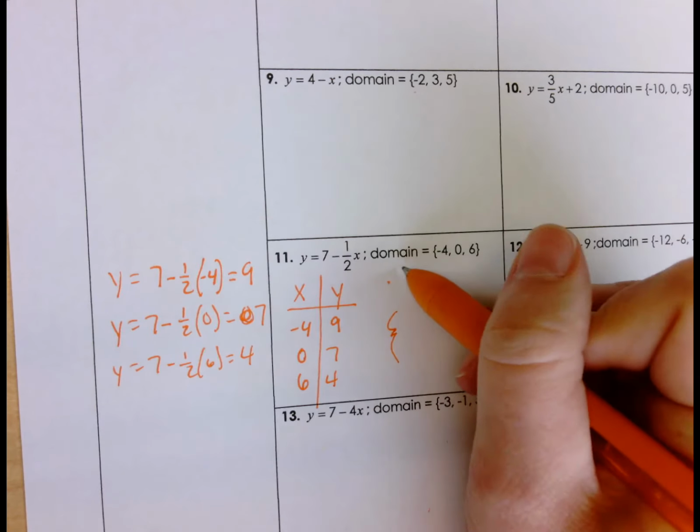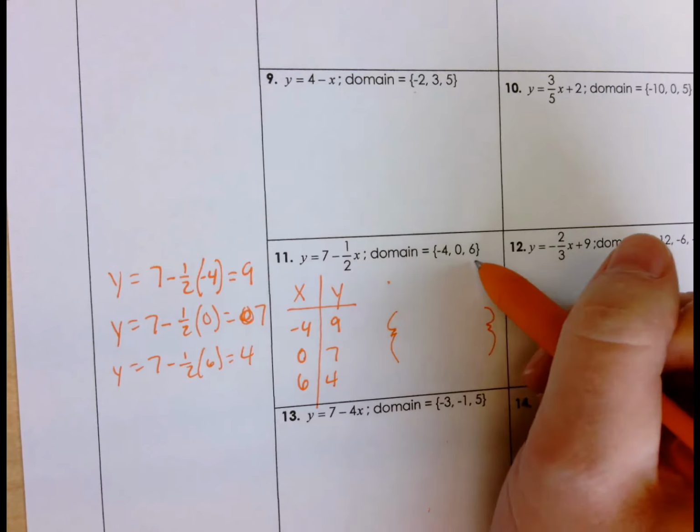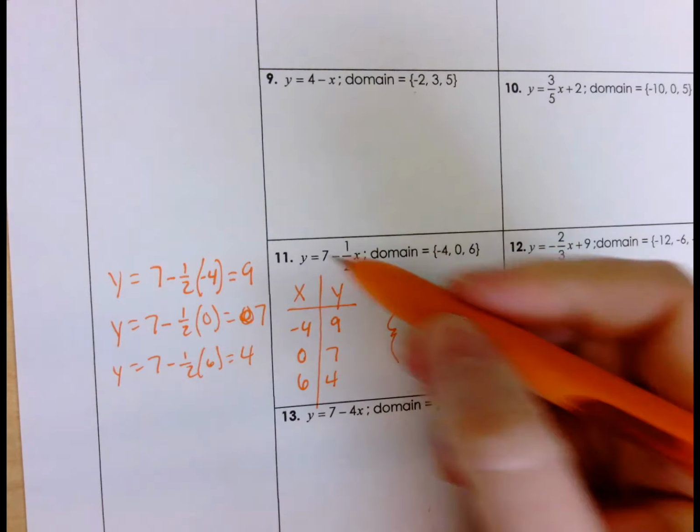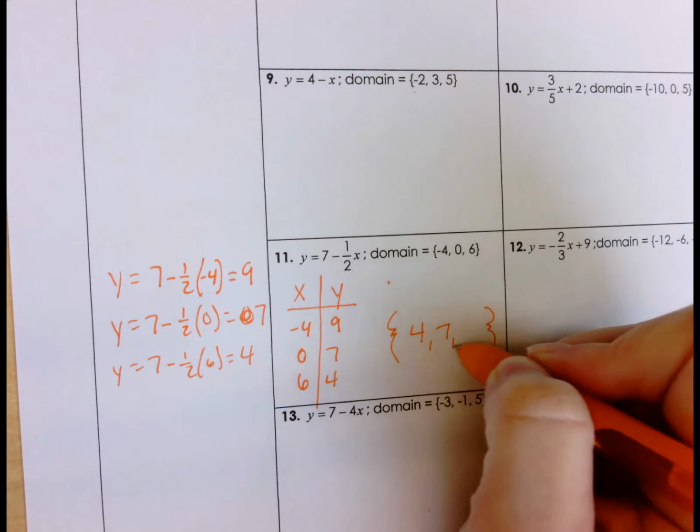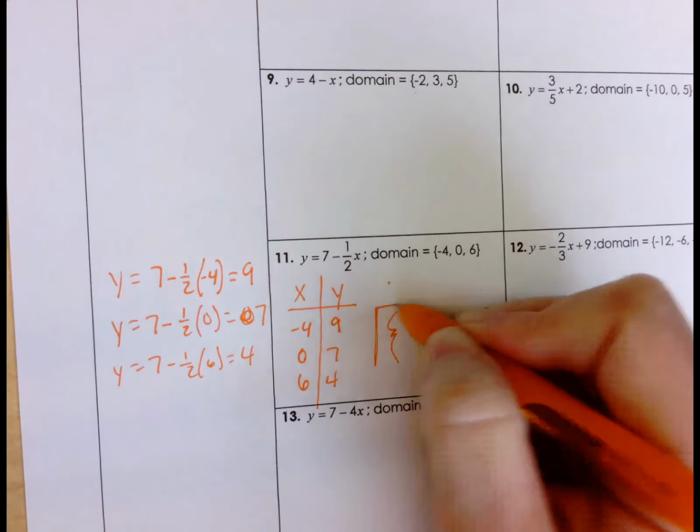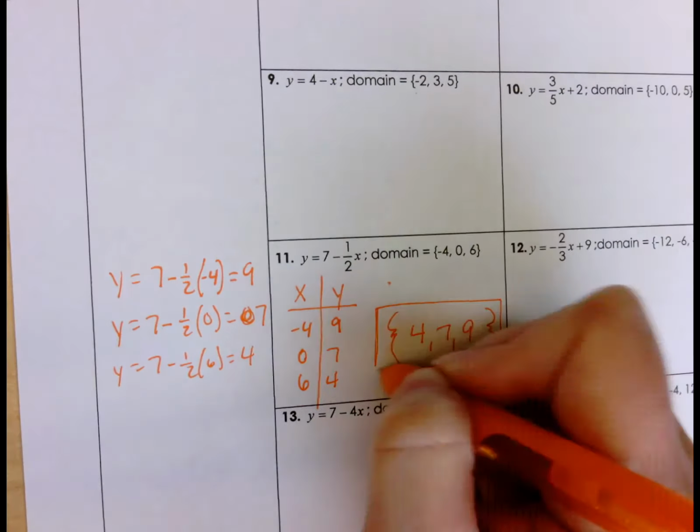Okay, so notice that my domain came as a set of numbers, so I'm going to do my range also as a set of range numbers. So I'm going to write them least to greatest, 4, 7, and 9. And that's going to be my final answer on this. All right. And then we're going to do number 13 together.